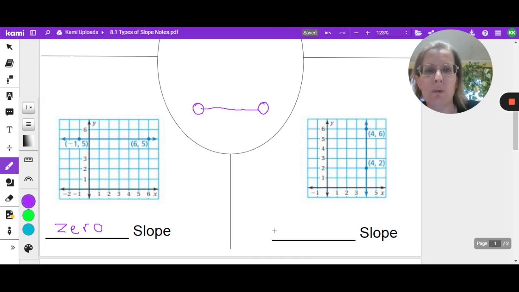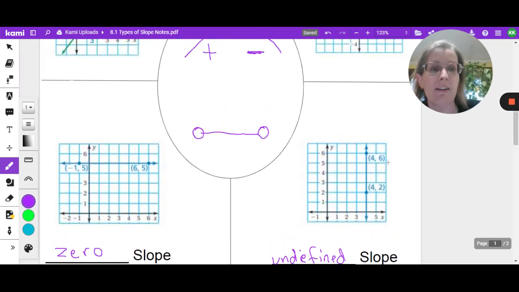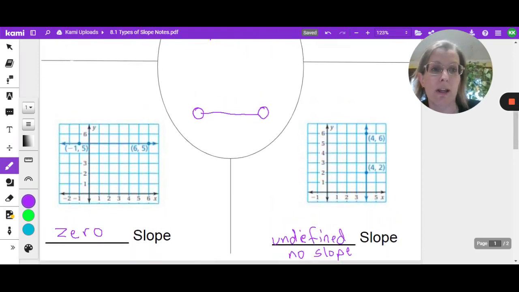And then this one is the weird one. There's lots of things it might be called. It might be called undefined, or it might be no slope, because you can't have a straight up and down line. You can have a straight up and down line, but it doesn't have a slope because there's no like rise or run. You just fall straight off.